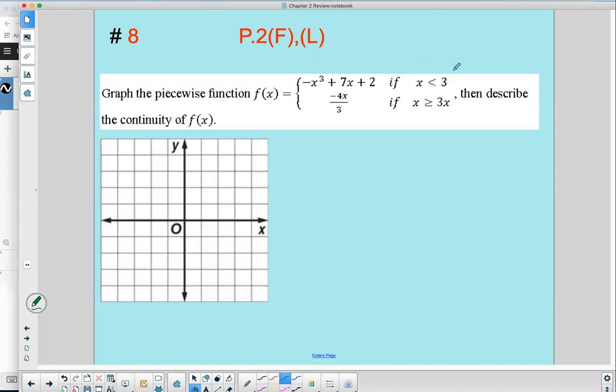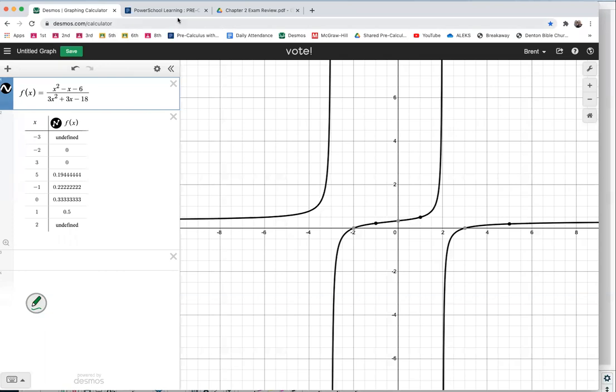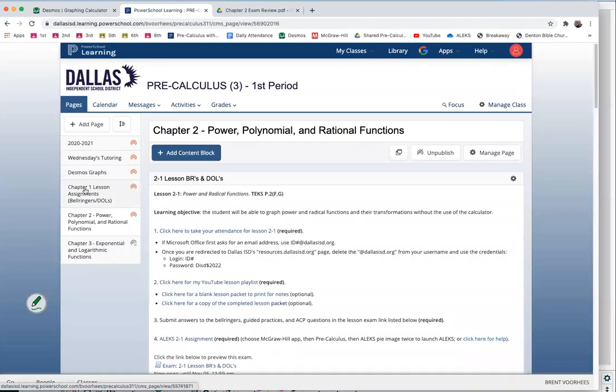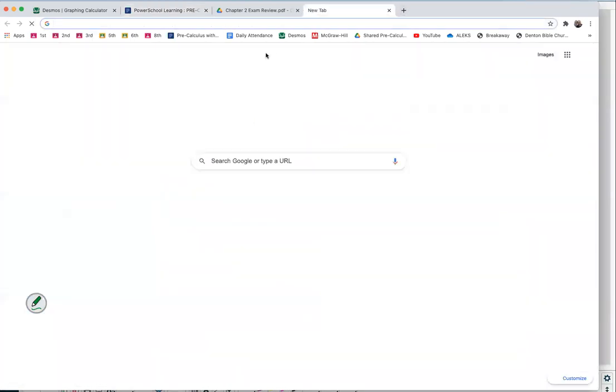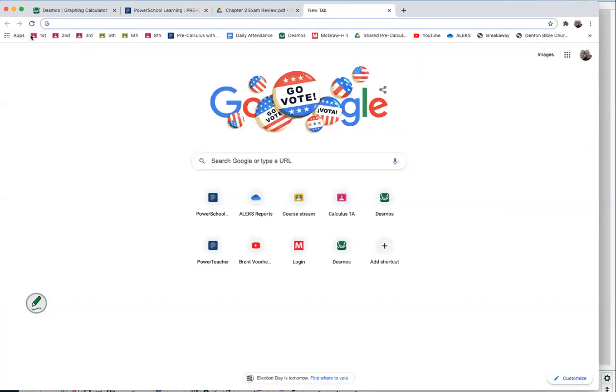All right, piecewise. All right, this I really need to show you how to graph. For you Zoomers especially, here's what I want you to know. If you're using Power School Learning, I have a page dedicated to Desmos graphs. But in the future, I think I told you this on Thursday last week, starting after this test, I've created where you can do everything from Google Classroom.